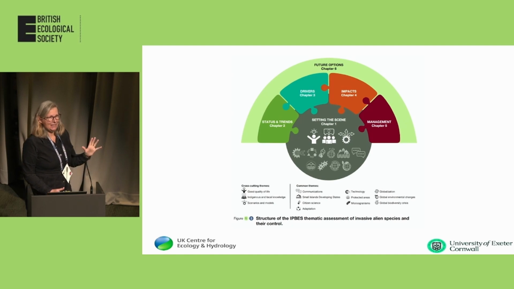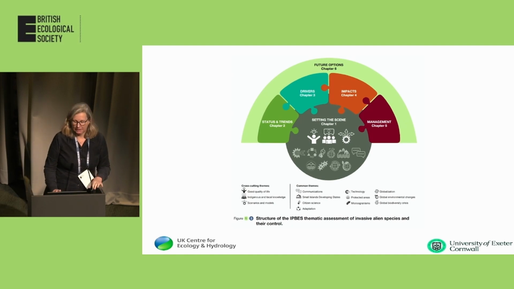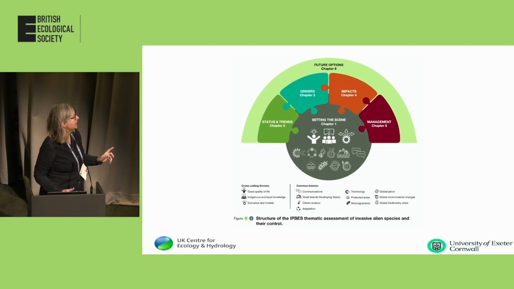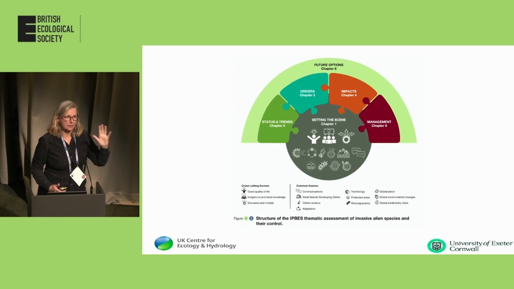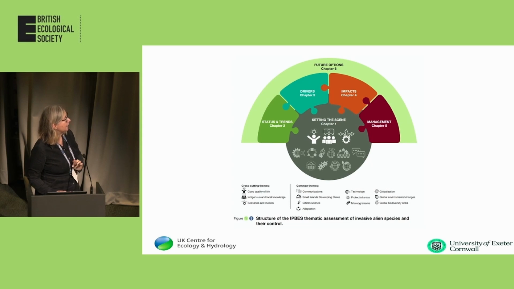So right at the very start, when we began this process with the BES Invasive Alien Species Assessment, we, as the co-chairs, came up with a variety of themes that we wanted to be cross-cutting through the assessment: good quality of life, Indigenous and local knowledge, and scenarios and models. But we also wanted to have some common themes that were a checklist for everyone within the different chapters to be thinking, have we done enough to cover this particular common theme? And technology was one of those common themes.